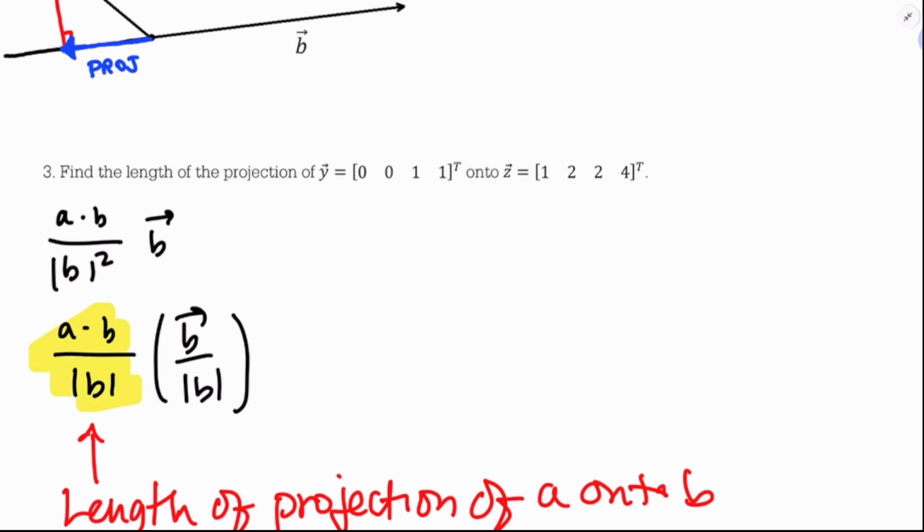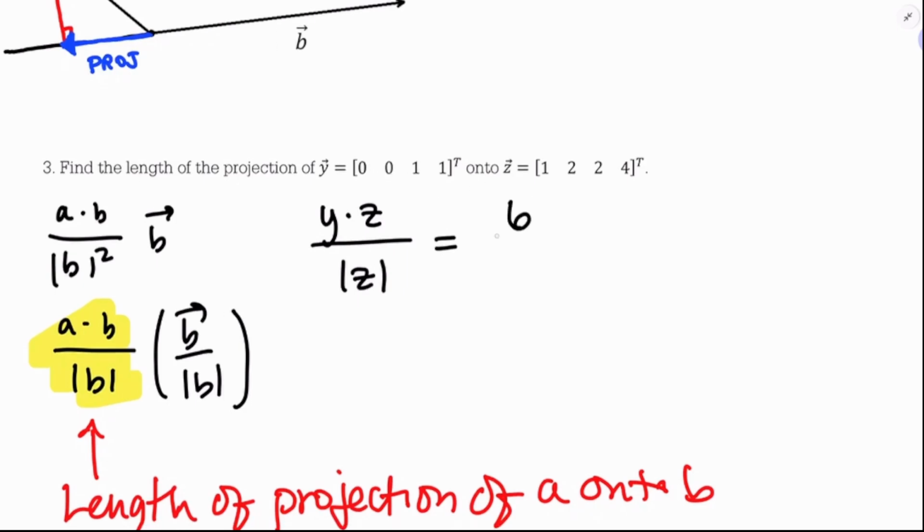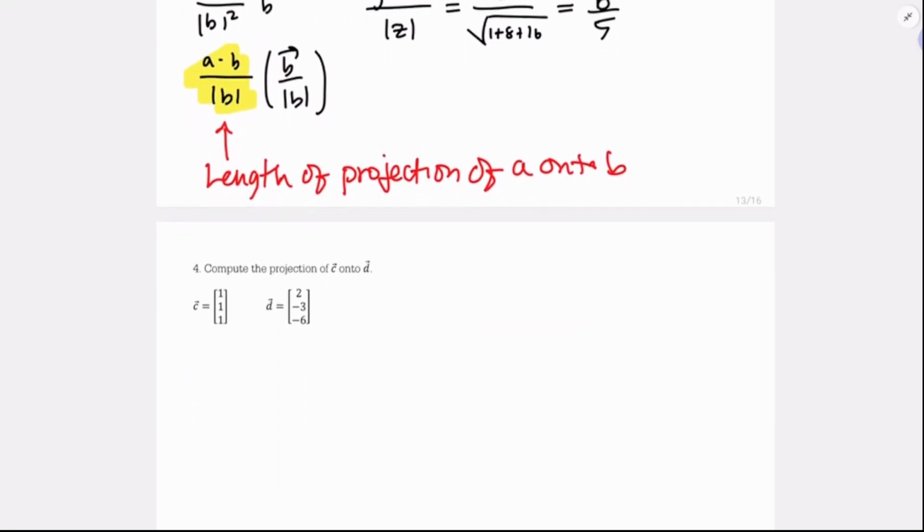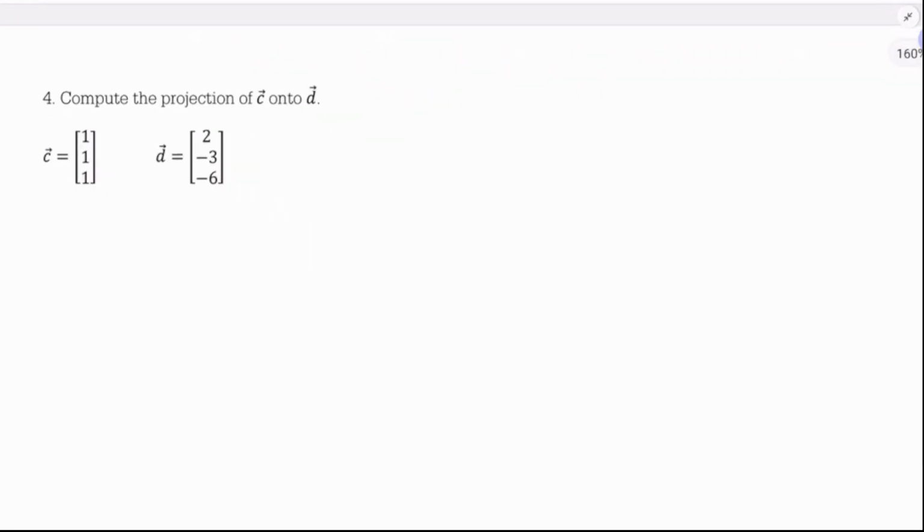So Y onto Z. I'm looking for Y dotted with Z divided by the length of Z, because I'm doing the projection of Y onto Z. Okay, so the dot product is equal to 2 plus 4 is 6, divided by the length of Z, which is the square root of 1 plus 4, and 4 is 8 plus 16. Oh, like that. And that's going to be 6 divided by 5. Okay, that'd be nice. Now I'm going to compute the projection of C onto D.